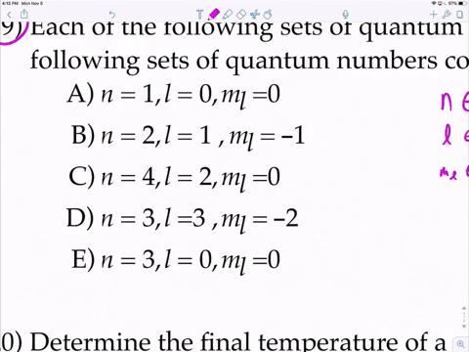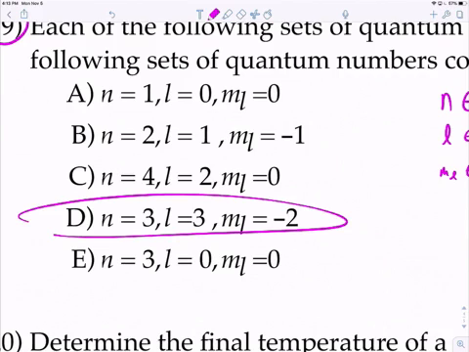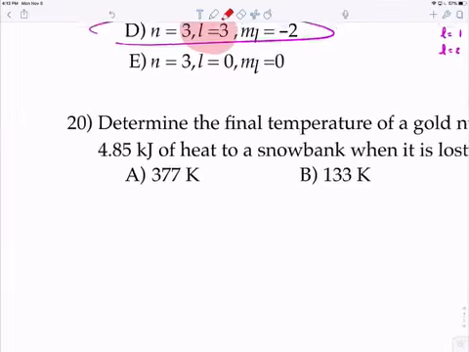If n is 3, L can be 0, 1, or 2. L cannot be 3. This one's wrong. N is 3, L can be 0, 1, or 2. L being 0 is fine. If L is 0, m sub L has to be 0. That one's fine. So D is the one that's wrong. Specifically, it's L. Questions with this one?